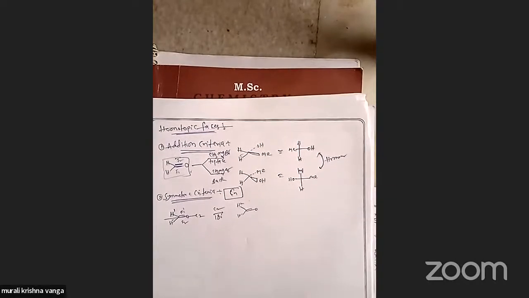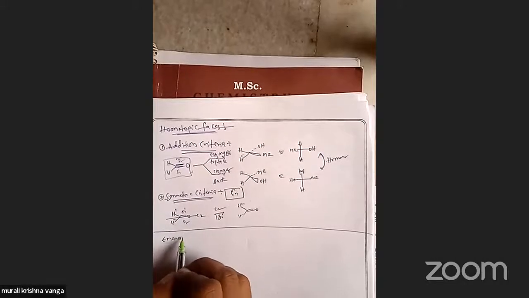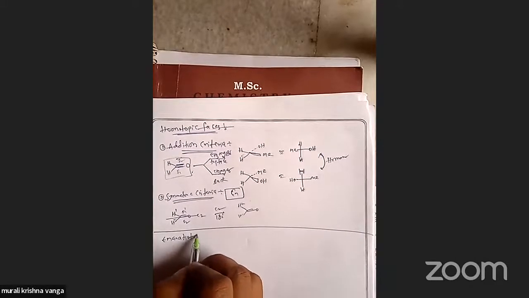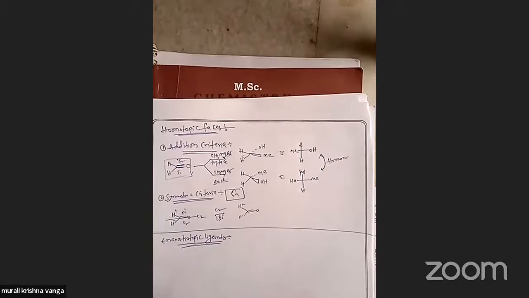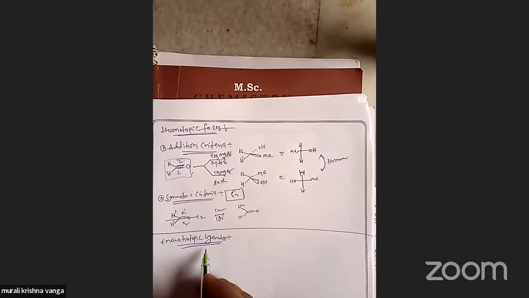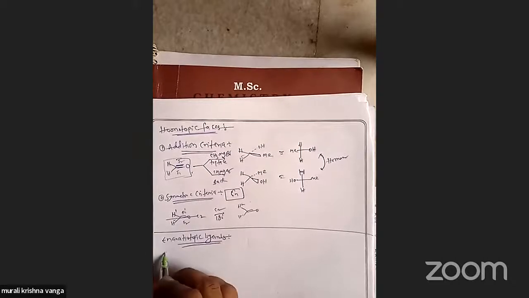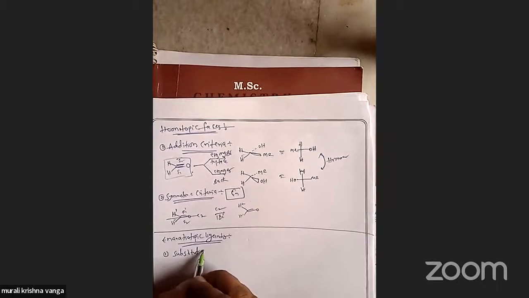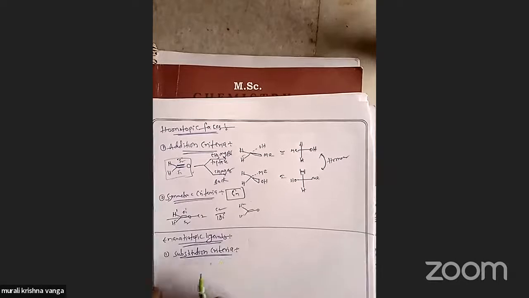Next one is enantiotopic ligands. Again, based on two criteria, we can decide whether ligands are enantiotopic or not. One is the substitution criteria.